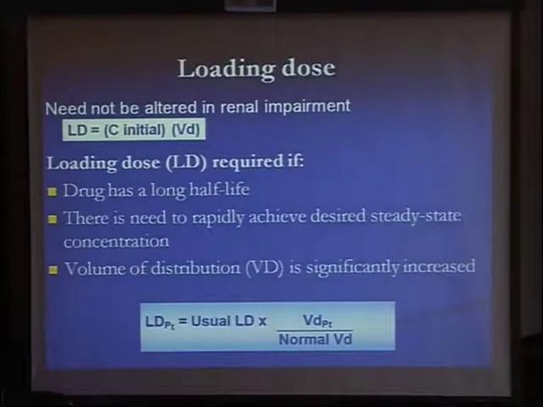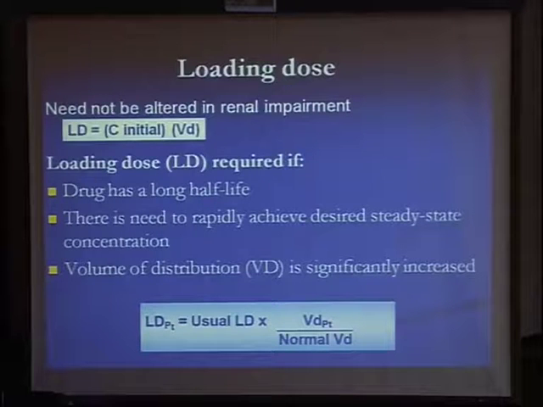So, first, to decide on the loading dose. We do not change the loading dose in the presence of renal impairment. It has nothing to do with the clearance, like we mentioned. The loading dose is required if you have a drug that has a long half-life, and if there is a need to rapidly achieve a desired steady-state concentration, and if the volume of distribution is significantly increased.